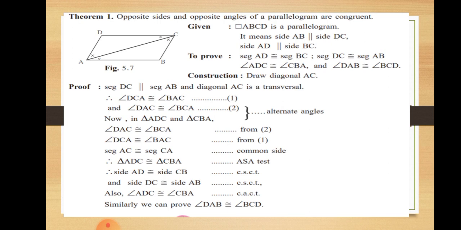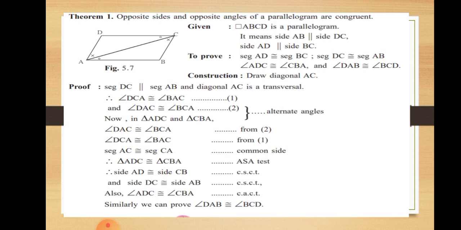We have already learned this in lesson number 2, right? Now look at this. Here, identical marks are given. So according to that, angle DCA is congruent with angle BAC, and angle DAC is congruent with angle BCA. It means what? Which type of angles are these? These are the alternate angles, right?